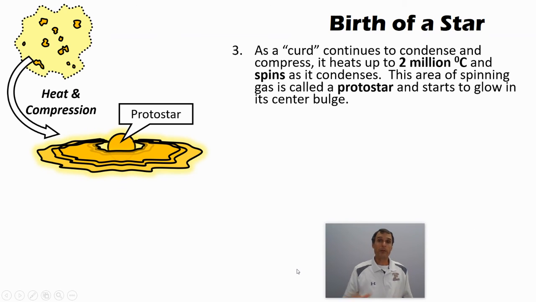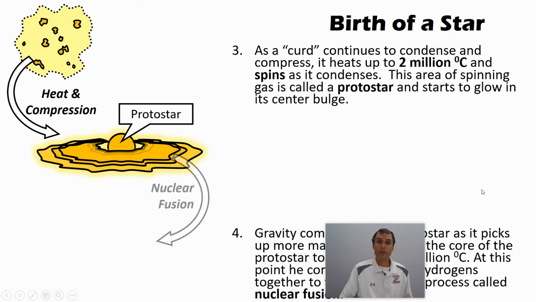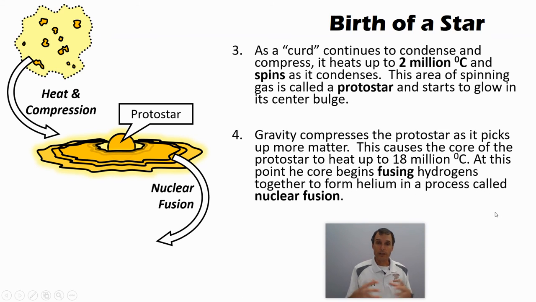Okay. In step number 3, the curd continues to condense, get closer together. Things are bumping into each other. The temperature is rising. Heat is being produced, and we get what's called a protostar. So it's not actually doing fusion, but it is glowing because of all of the heat that it is producing. And you know the temperature is not high enough from what we've already learned today. So then it gets compressed further. When that happens, the temperature goes way up to 18 million degrees Celsius, which is hot enough for fusion. And then it actually is a star.